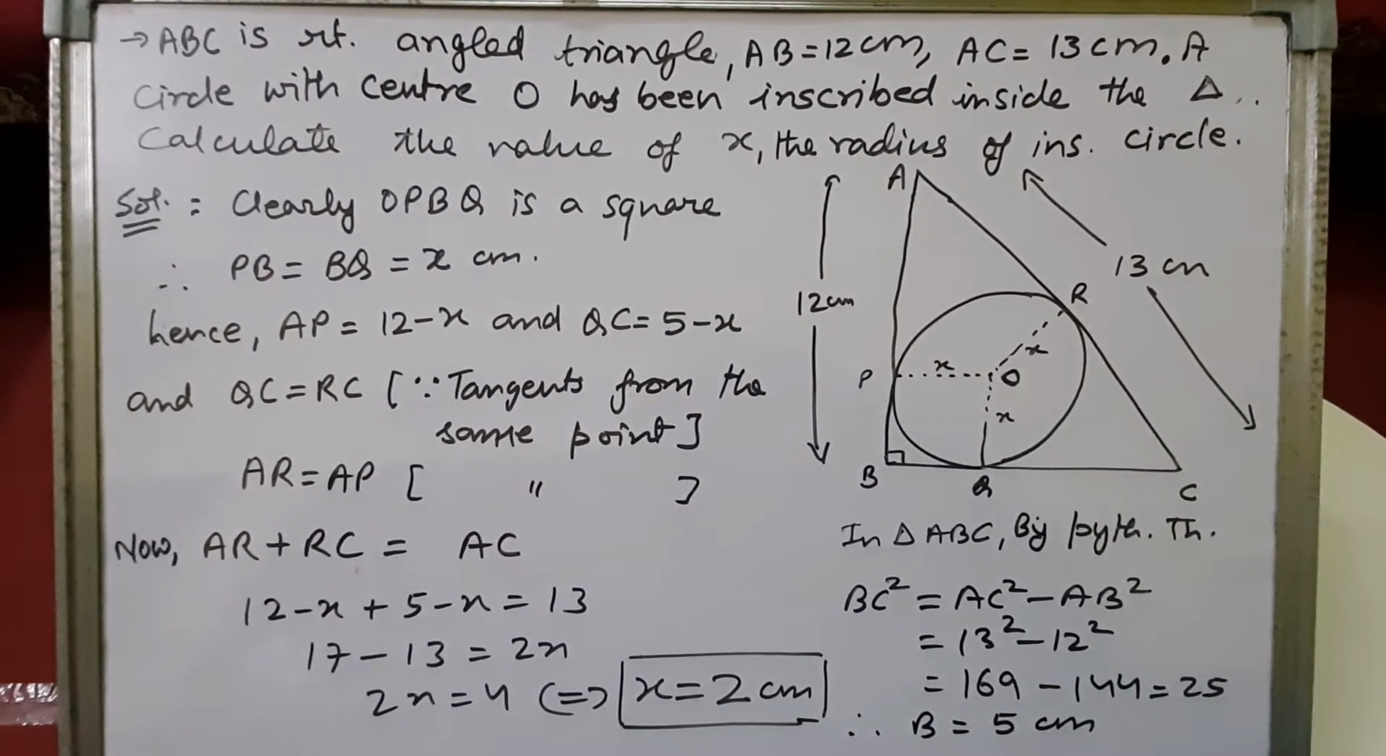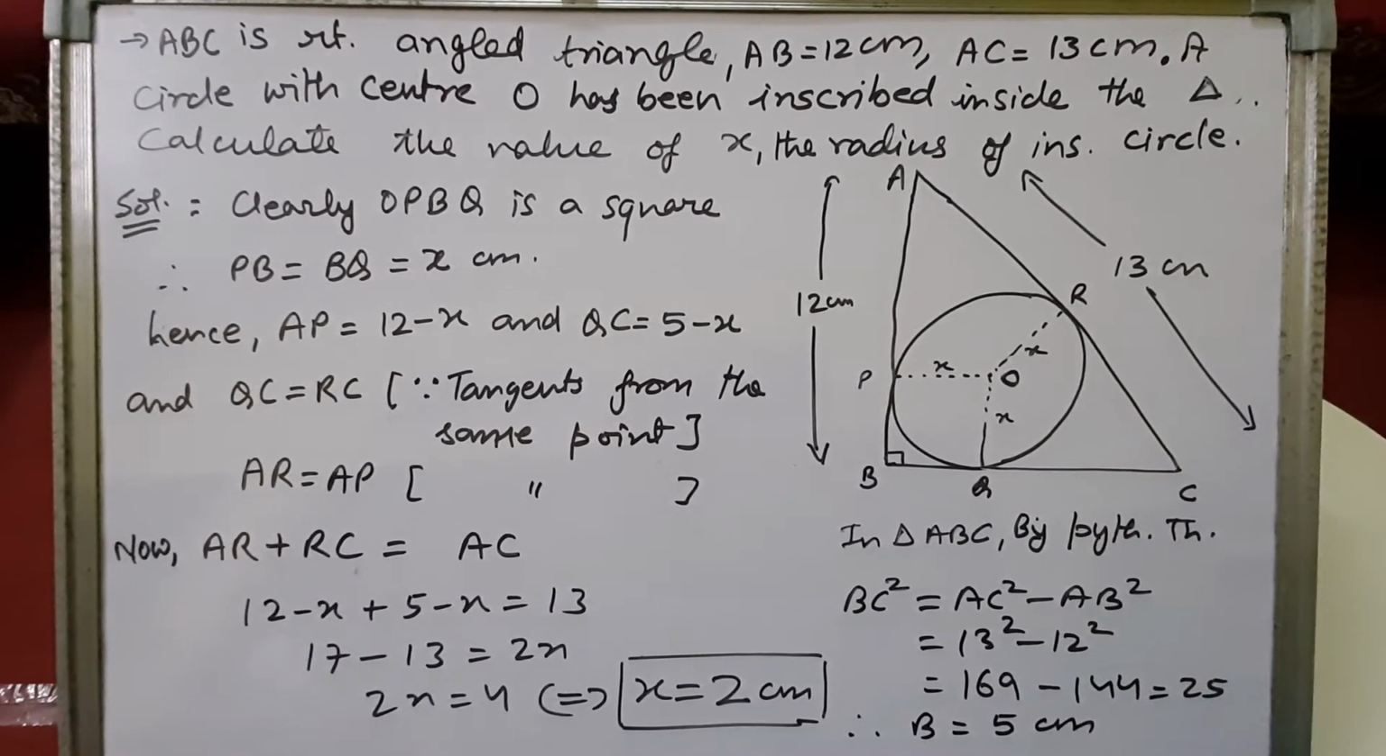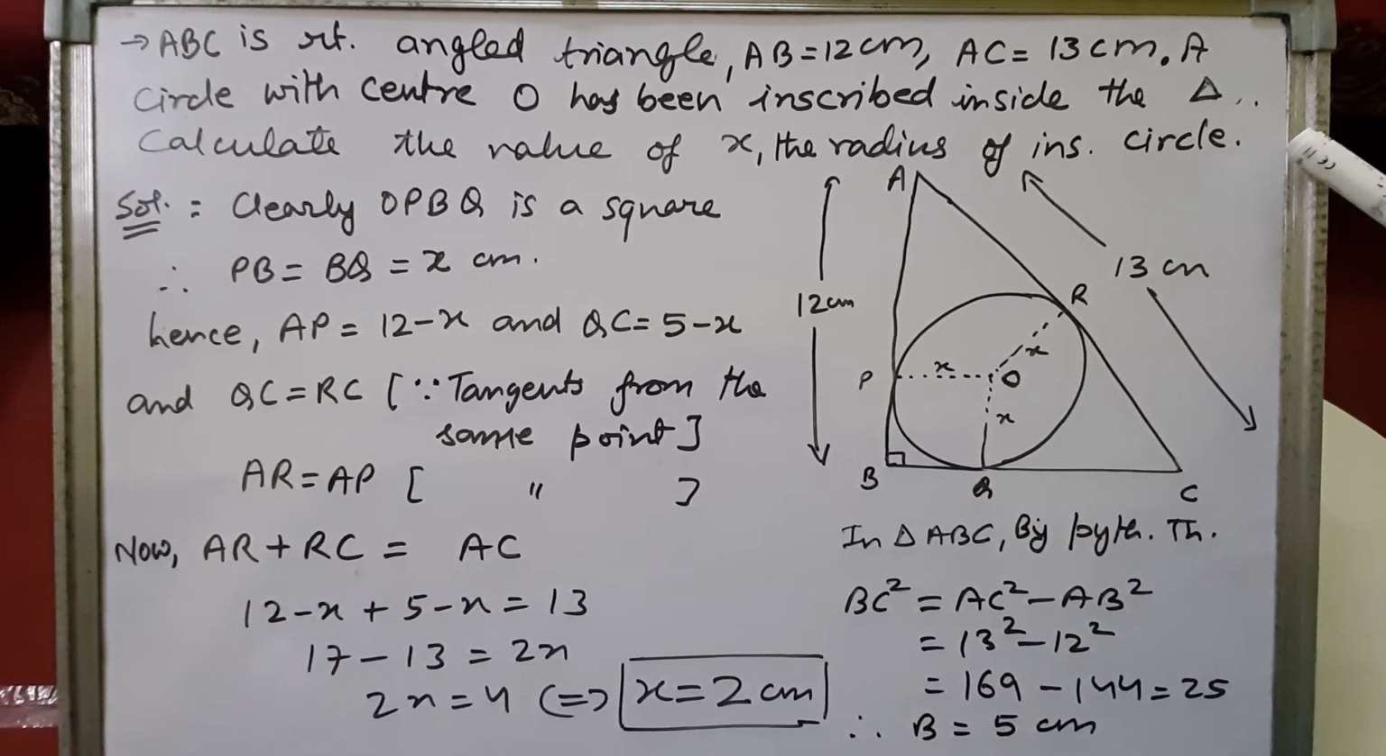Let's see another sum, children. Now in this sum it is given that ABC is a right angle triangle. AB equals 12 centimeter. AC equals 13 centimeter. A circle with center O has been inscribed in the triangle. Calculate the value of X, the radius of the inscribed circle.